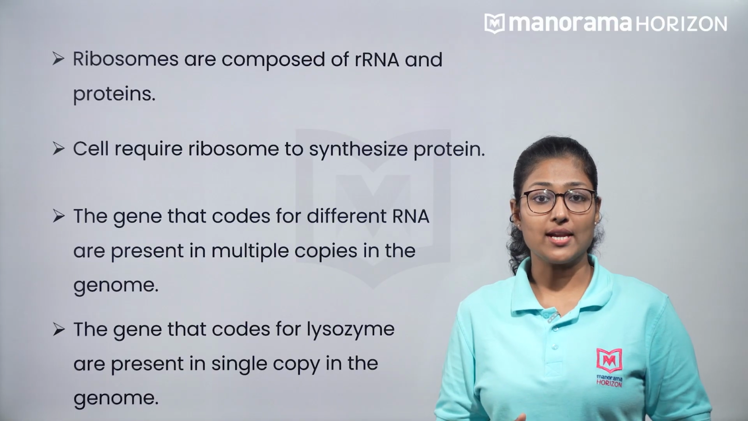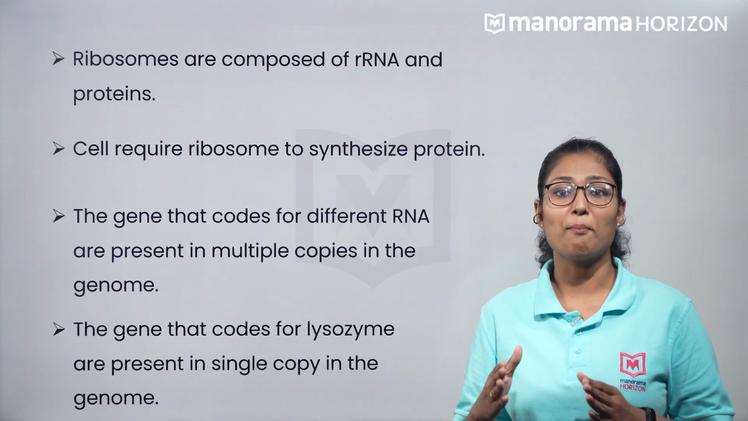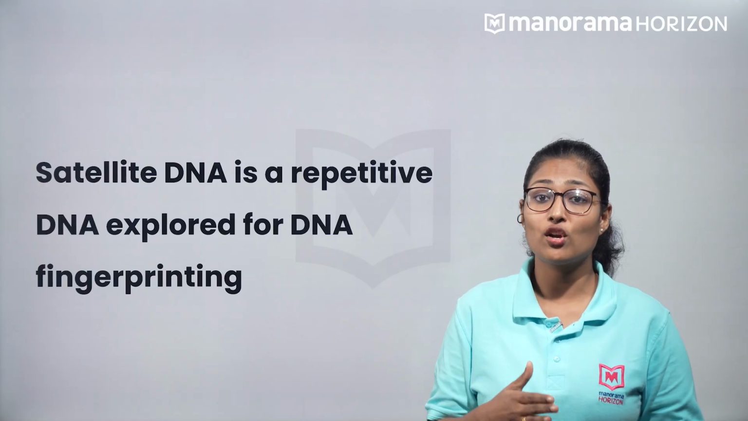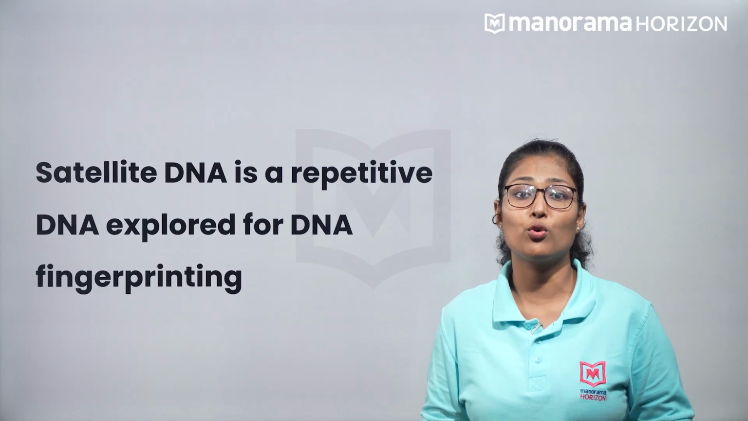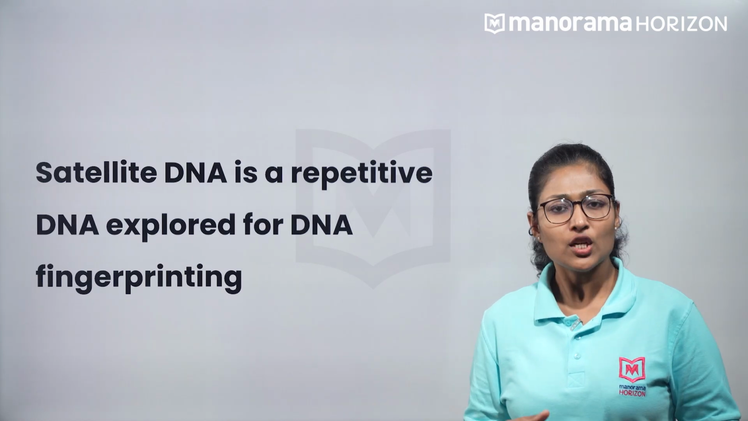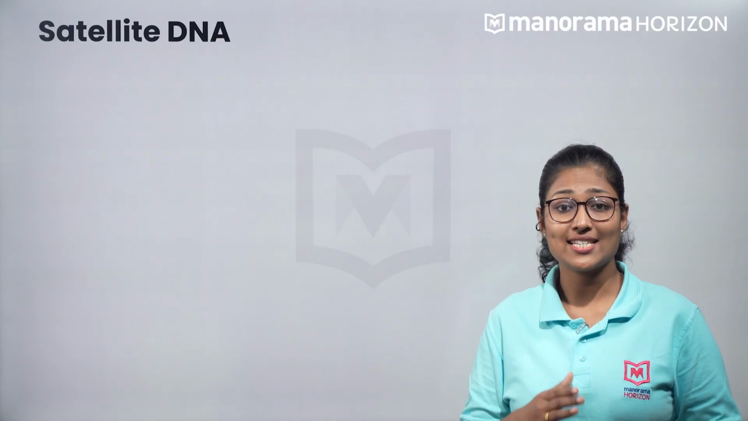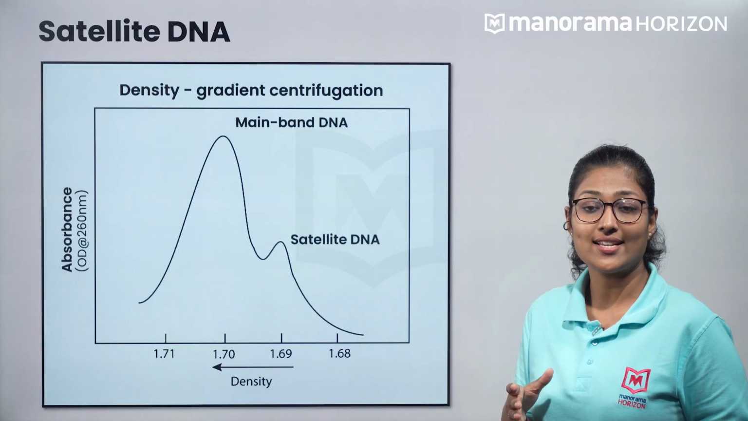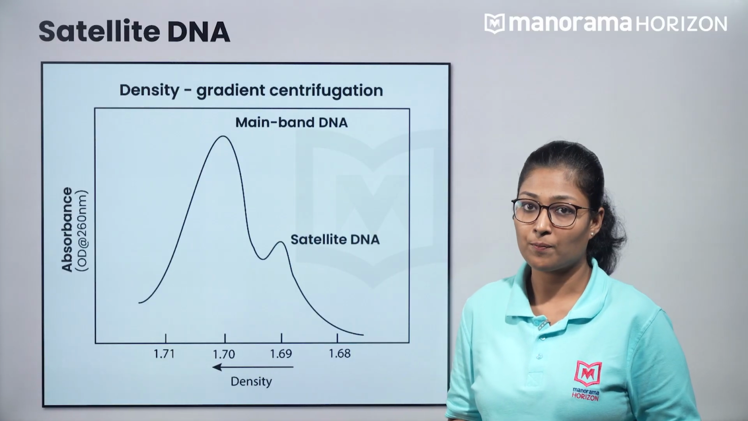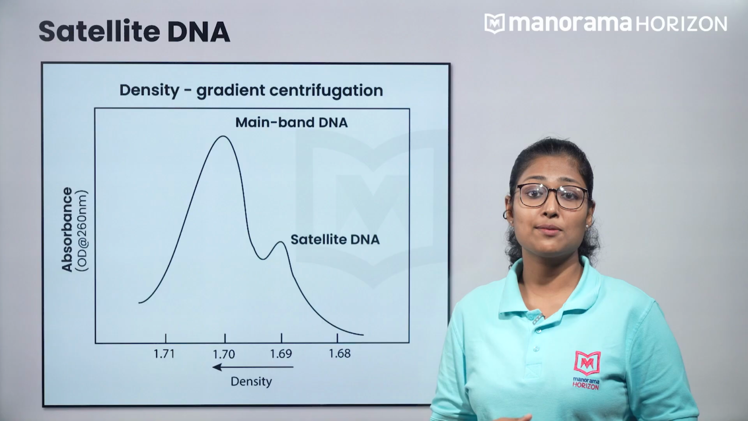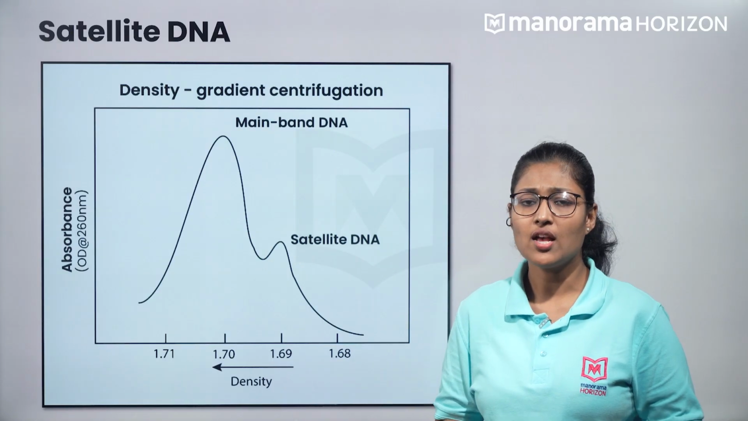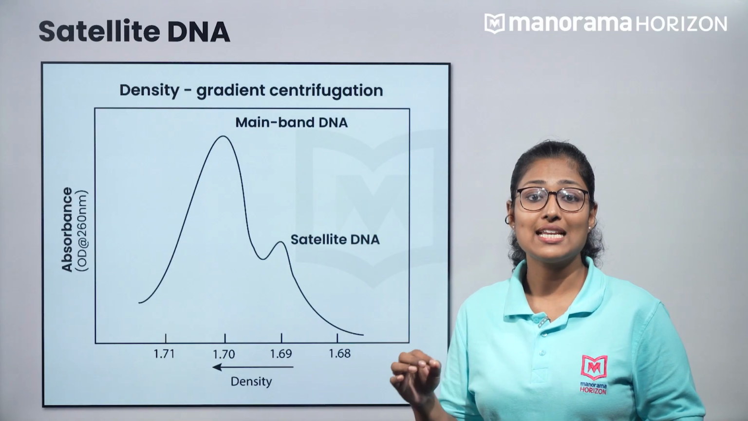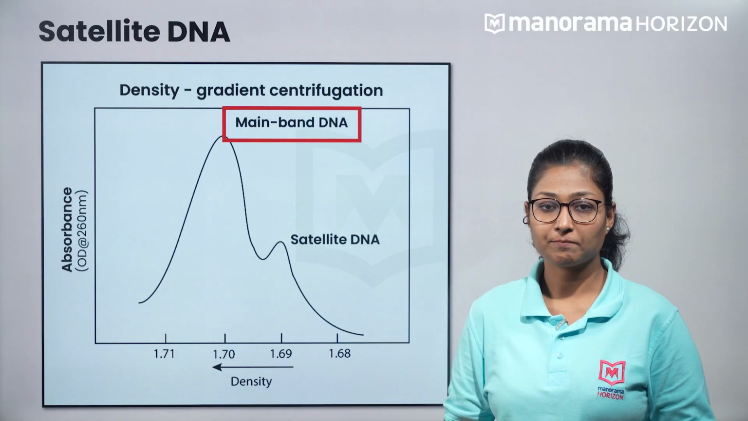Based on the number of repeats, the repetitive DNA is grouped into many categories. The satellite DNA is one such category and constitutes the DNA sequences explored for DNA fingerprinting. Do you know why it is called satellite DNA? Density gradient centrifugation is a technique that is used to analyze the density of DNA. When the human DNA is analyzed by the density gradient centrifugation, the majority of DNA is present as a single band or peak and is called the main band DNA.